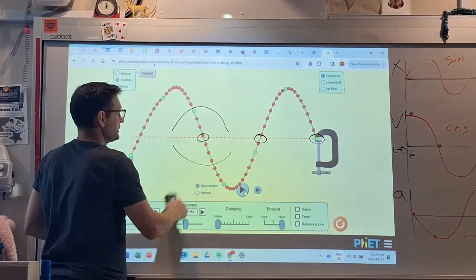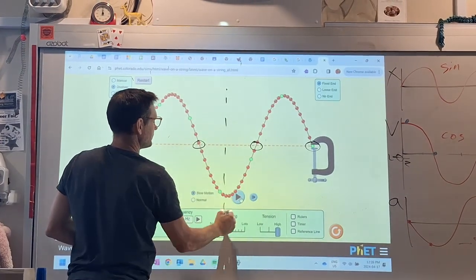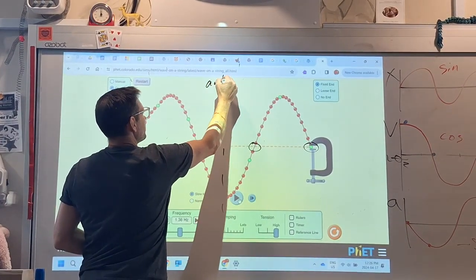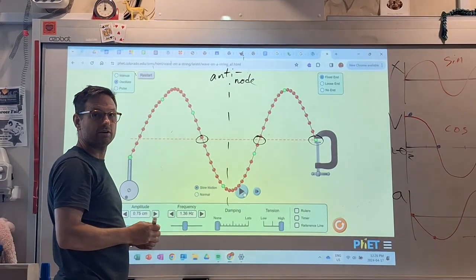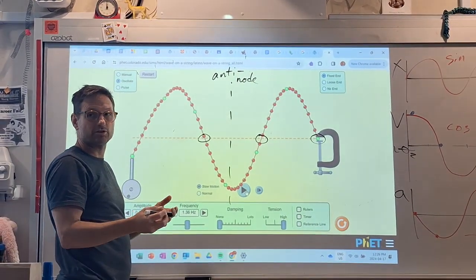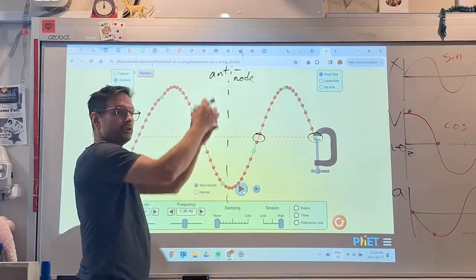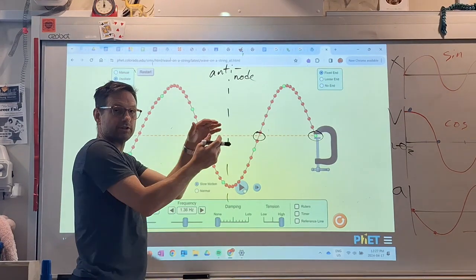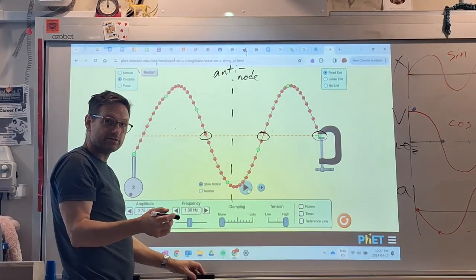Okay, and what would we call this? An antinode. This is an antinode. And what's happening there? You have constructive interference. Exactly. You have peaks moving past each other, and you get the big peak, and you have troughs moving past each other, you get the big trough. So that's what a standing wave is.